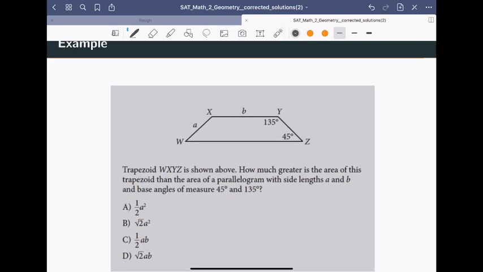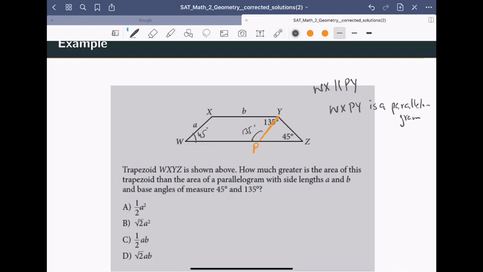So for us to make this trapezoid a parallelogram, what we need is two pairs of parallel sides. Remember that a parallelogram has two pairs of parallel sides. So if XY and WZ are already parallel, we need to make this line here, and I'll label this P, such that WX is parallel to PY. And they say that the measure of the base angles is 45. So this is 45, this is 135. Now the figure WXPY is a parallelogram.